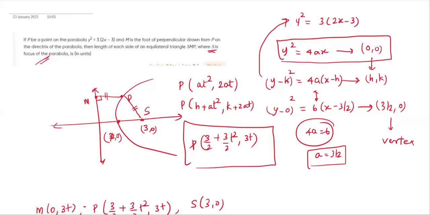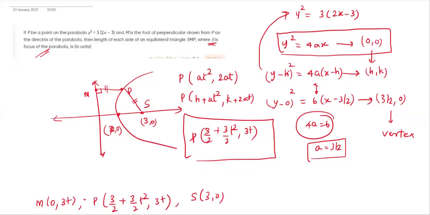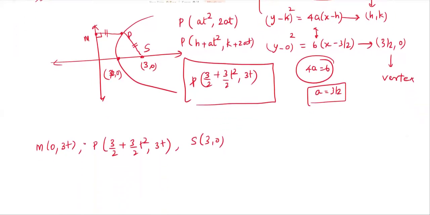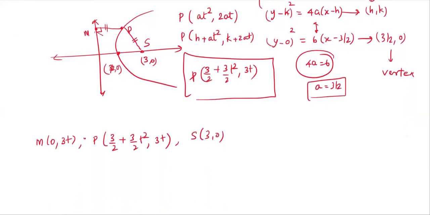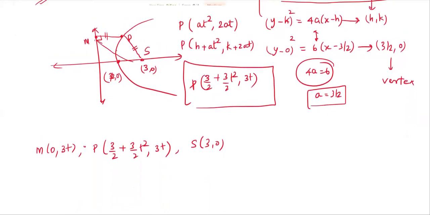They're asking what is the length of each side of the equilateral triangle SMP. So P is at some point where SMP is an equilateral triangle. Okay, so we don't know that. We have to first find that. So what I'm going to do is equate SM with PS and MP.